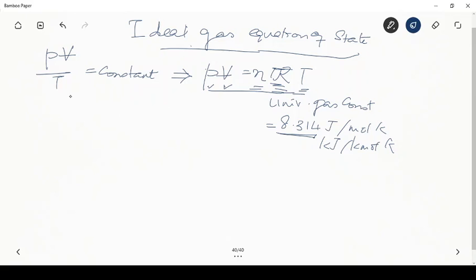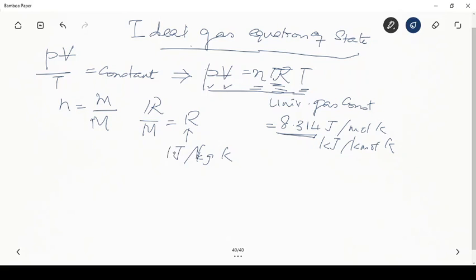Now if I write this n, which is the number of moles, to be the mass of the gas divided by its molecular weight, then I'll be able to substitute into this. I'll get mRT here divided by capital M. So if I write the universal gas constant divided by the molecular weight as the gas constant R of this substance, this gas constant R has a unit of joules per kg Kelvin.